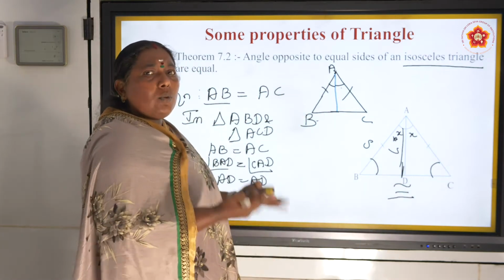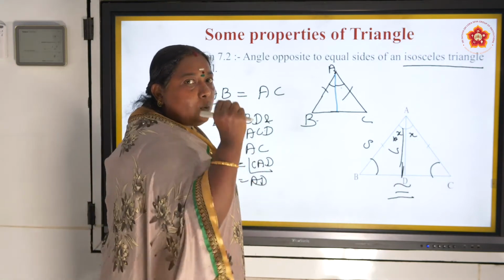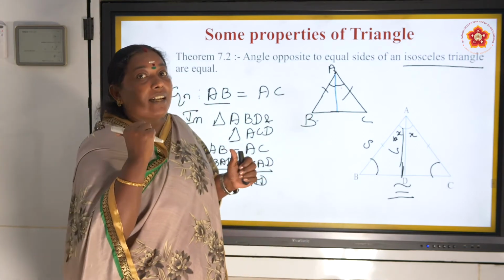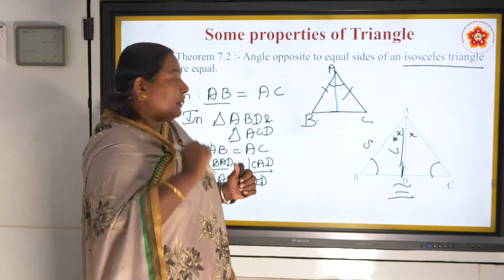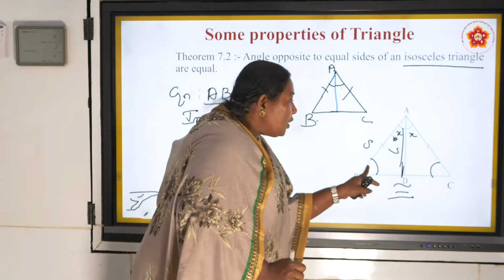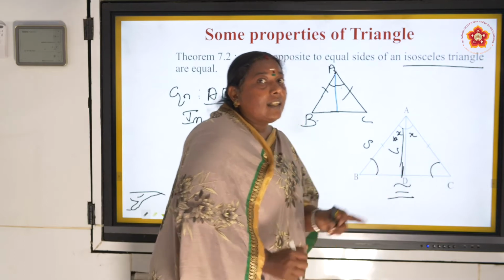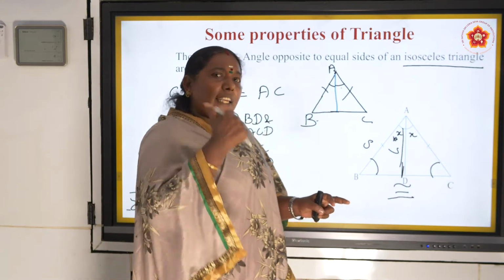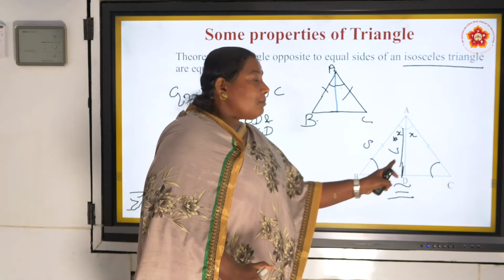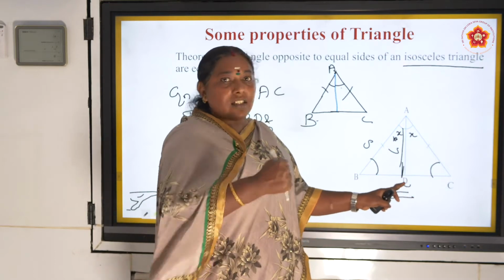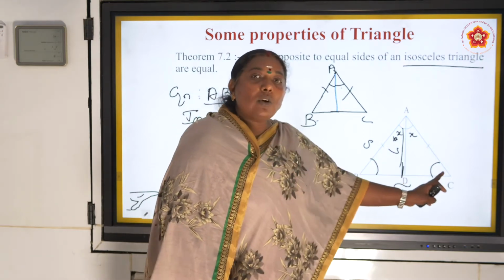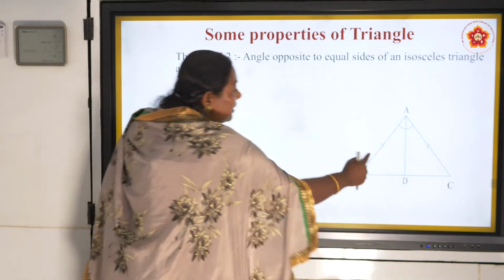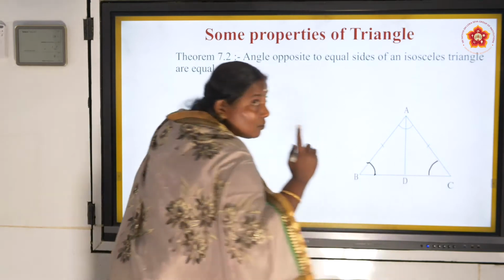So by proving congruent, if these two are congruent, my helper will come and stand behind me. Who is my helper? CPCT. Yes, he will tell that your angle B is equal to angle C. How? Corresponding parts of congruent triangles. Since my two triangles are congruent, I can tell that angle B is equal to angle C. That is what I have to prove. Correct? Angle B is equal to angle C, right?